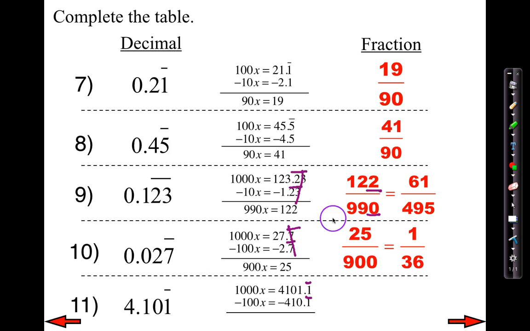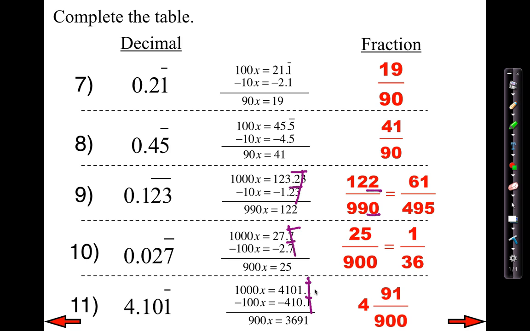So here we're going to see that the repeating ones are going to cancel, leaving me with 900x equals 3,691. So here you would divide both sides by 900, and when you do the division, you will end up with 4 and 91 over 900.